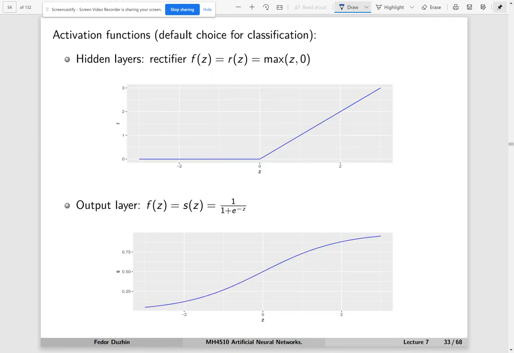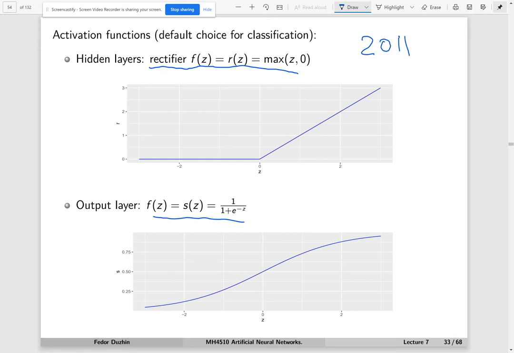Now, theoretically we could use any activation function, your favorite function, logarithm, anything. But in practice, we always use this so-called linear rectifier for hidden layers and the sigmoid function for the output layer. By the way, people started using this linear rectifier in 2011, so not so long ago. Before that, everyone just used sigmoid in all the layers, including the hidden layers.